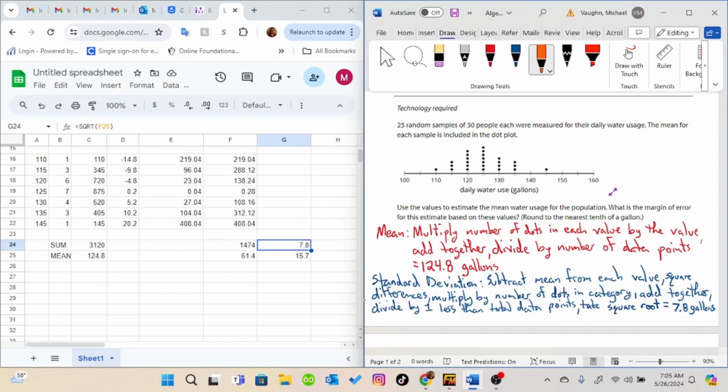Now, if I want the margin of error, I multiply the standard deviation by 2. So that was the 7.8 times 2. And because this keeps track of all the decimals, this rounds to 15.7 gallons.